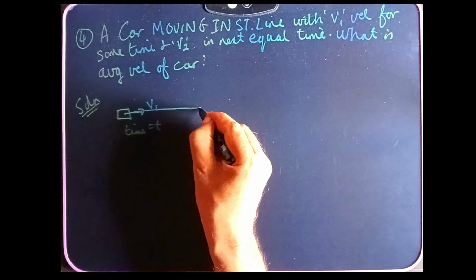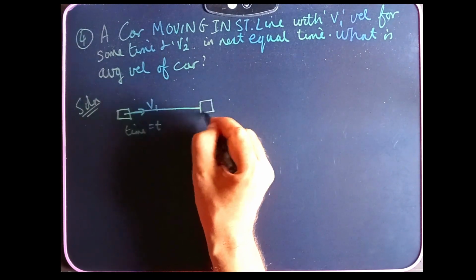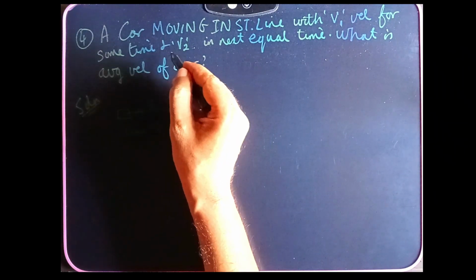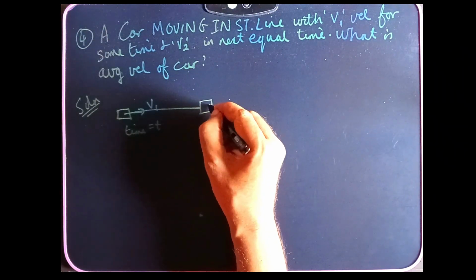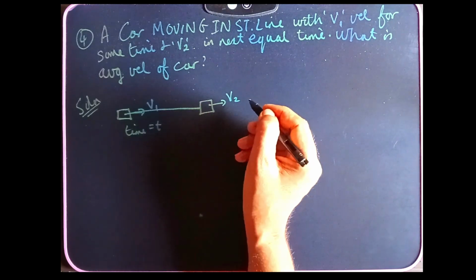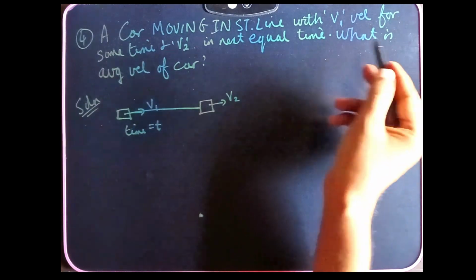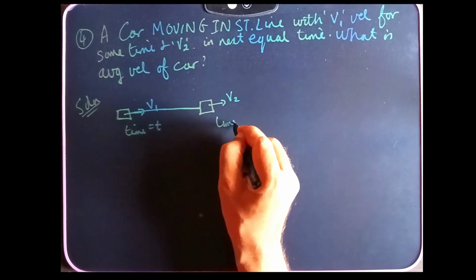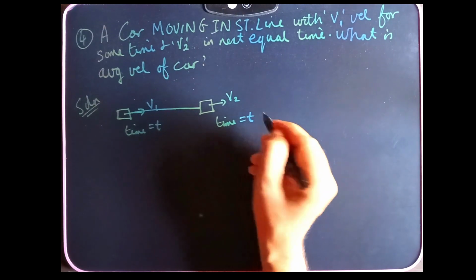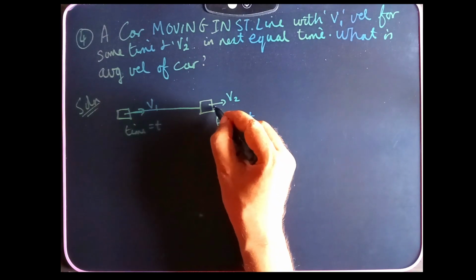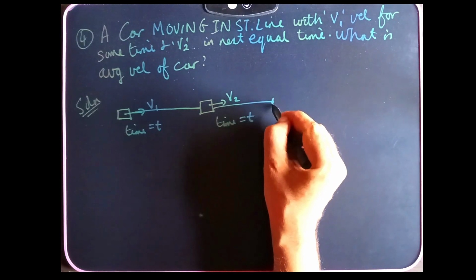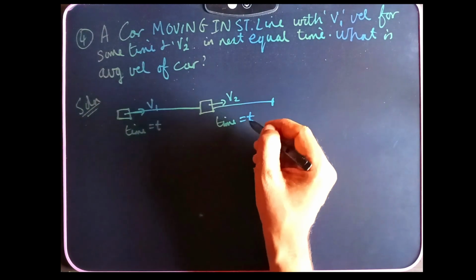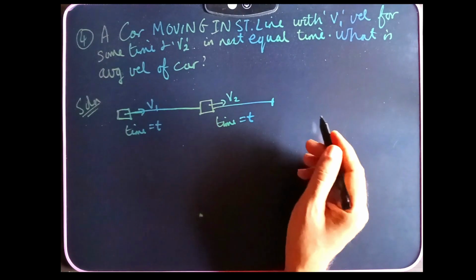From here, it's gone somewhere. Then after reaching somewhere, it changed the velocity to v2 in the next equal amount of time. That means from v2 onwards, time is again t, and it has reached somewhere again at v2 velocity with time t.